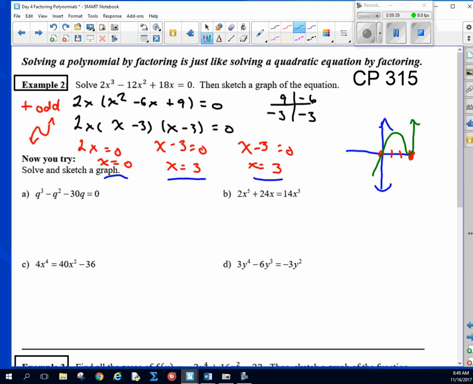I went a little too straight up there. But because this is a double root, it touches it and goes back up. That's what it means to be a double root. It doesn't go through it. It comes down, touches it, and goes back up. And that's what that graph would look like. This didn't ask me to graph, but the next one's going to. So the solutions for this were 0 and 3 was a double root.